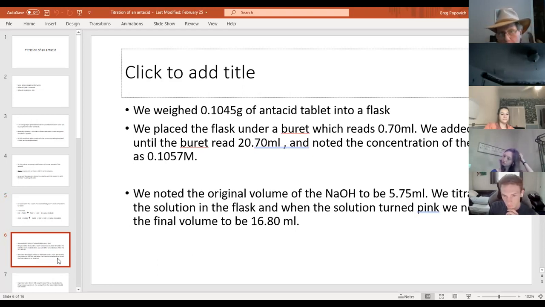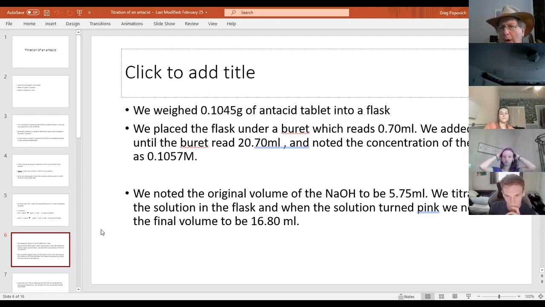Guys, the first thing we are going to do is weigh the antacid tablet. We're going to take that antacid tablet, put it in a mortar and pestle, crush it up, and make it into a fine powder. Then we're going to weigh it and put it in a flask. So we have the weight of our antacid tablet. Ultimately, what we're trying to do is determine the percentage of calcium carbonate in that antacid tablet.